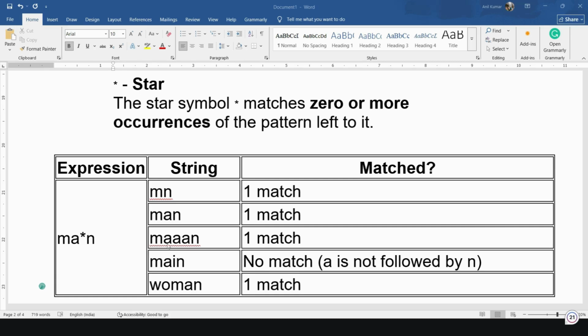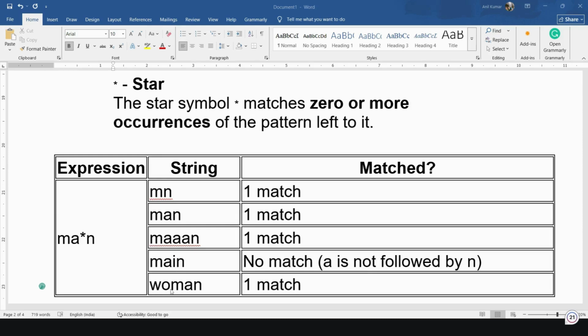Now here I'm taking MAAAN. This also matches, because asterisk means what? This A may occur as many times, 0 or more. So here it is occurring 3 times, so this is also matching. Whereas this one is not matching because A followed by I is there. No doubt, MA is fine, but after that, there should be an N. After A, maybe 0 occurrences or multiple occurrences of A. After that, N has to be there, but there is no N here, so no match is found.